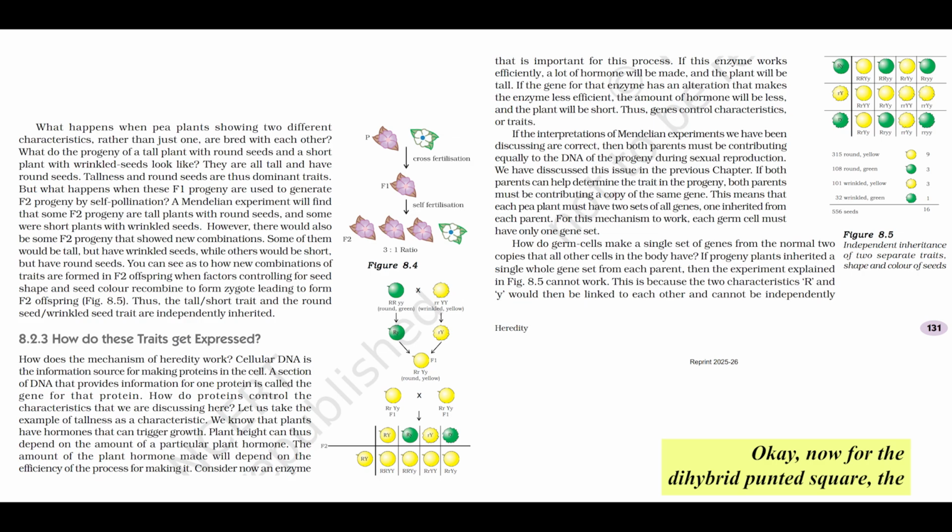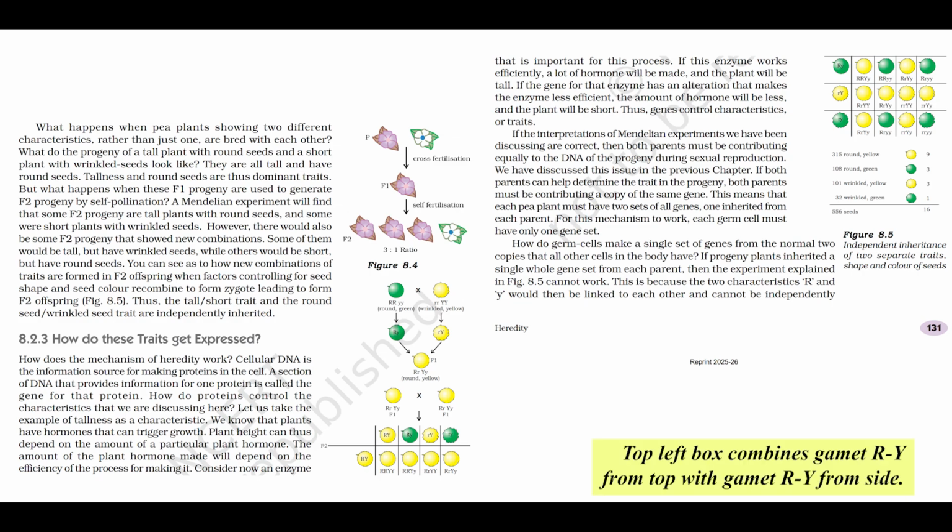Okay, now for the dihybrid Punnett square, the 4x4 grid for RrYy x RrYy, how do we read it? Right, the Punnett square is just a tool to organize the random combinations of gametes. For RrYy x RrYy, you list the 4 possible gametes from one parent, RY, Ry, rY, ry, along the top, and the 4 from the other parent down the side. Then you fill in the 16 boxes by combining the alleles. Let's look at just 2 boxes.